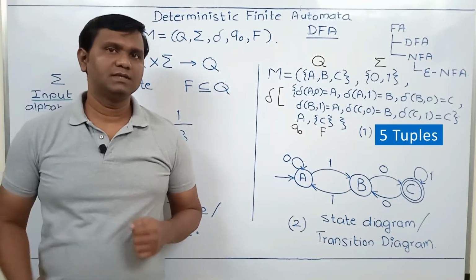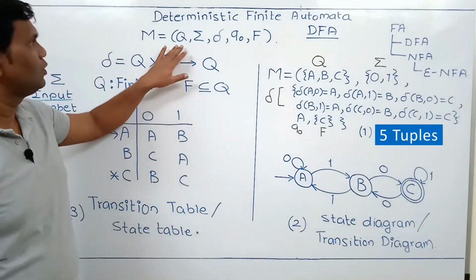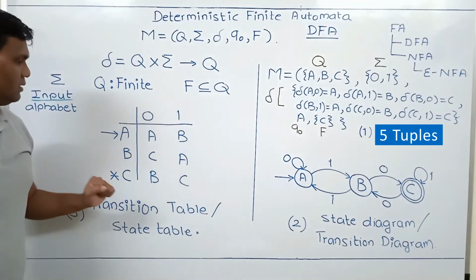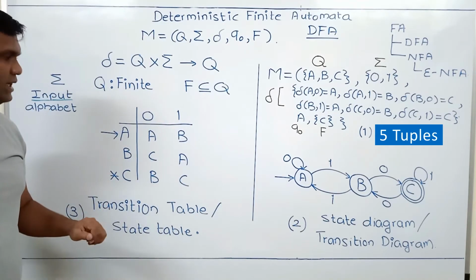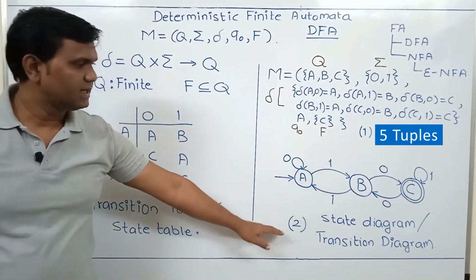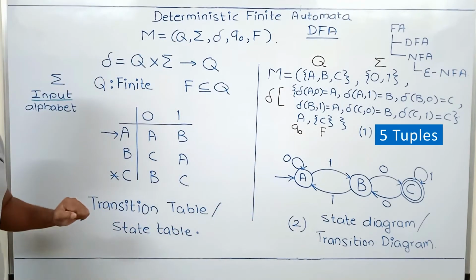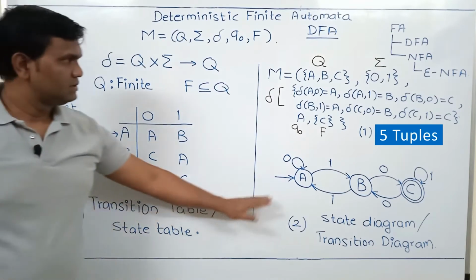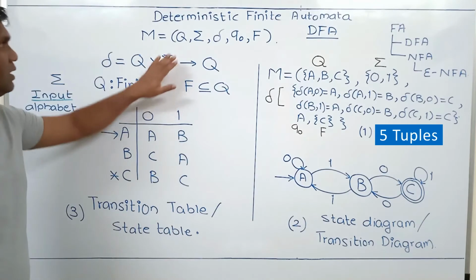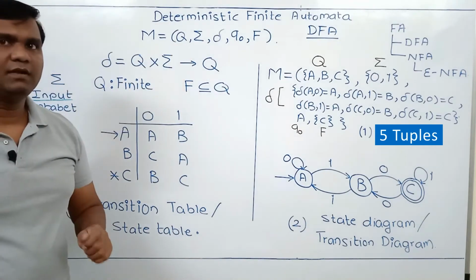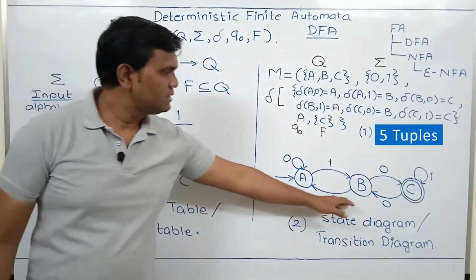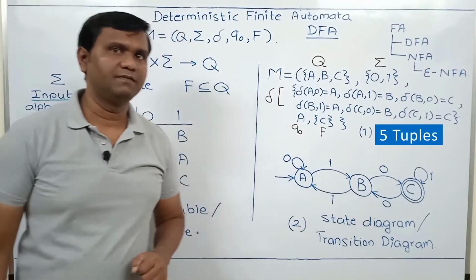Now DFA is a 5-tuple: Q, sigma, delta, Q0, F. DFA can be represented using any of these three formats: 5-tuple, state diagram, transition table. These are three different representations of the same DFA. Now Q is a non-empty finite set of states. So here A, B, C, these are the states of DFA.